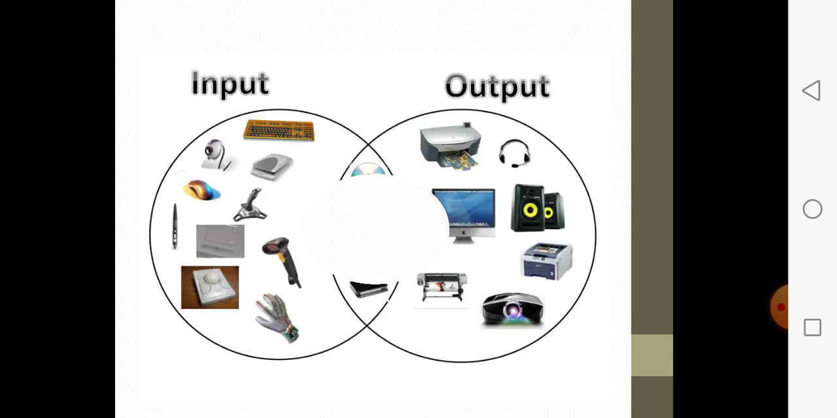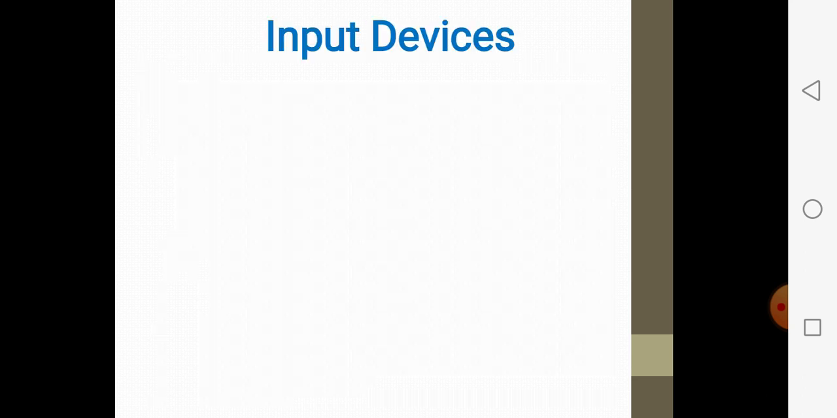So let's start. Here I put one picture of input devices and output devices. You can see some pictures of input devices here. So what is an input device first? An input device enables you to enter data into a computer. It means from these devices you can input data inside the computer. That's why it's called an input device. So let's see the names of some input devices given in your textbook.